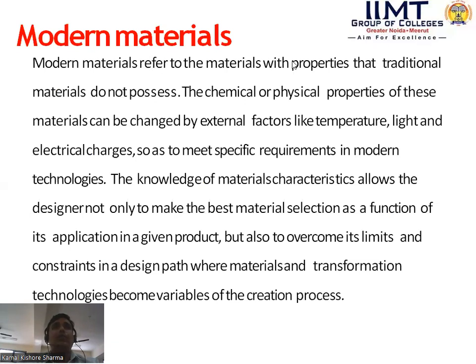Modern materials refer to materials with properties that traditional materials do not possess. The chemical or physical properties of these materials can be changed by external factors like temperature, light, and electric charge, so as to meet a specific requirement in modern technology. The knowledge of a material's characteristics allows the designer not only to make the best material selection as a function of its application in the given product, but also to overcome its limits and constraints in the design path. For materials and transformations, technology becomes variable to the creation process.